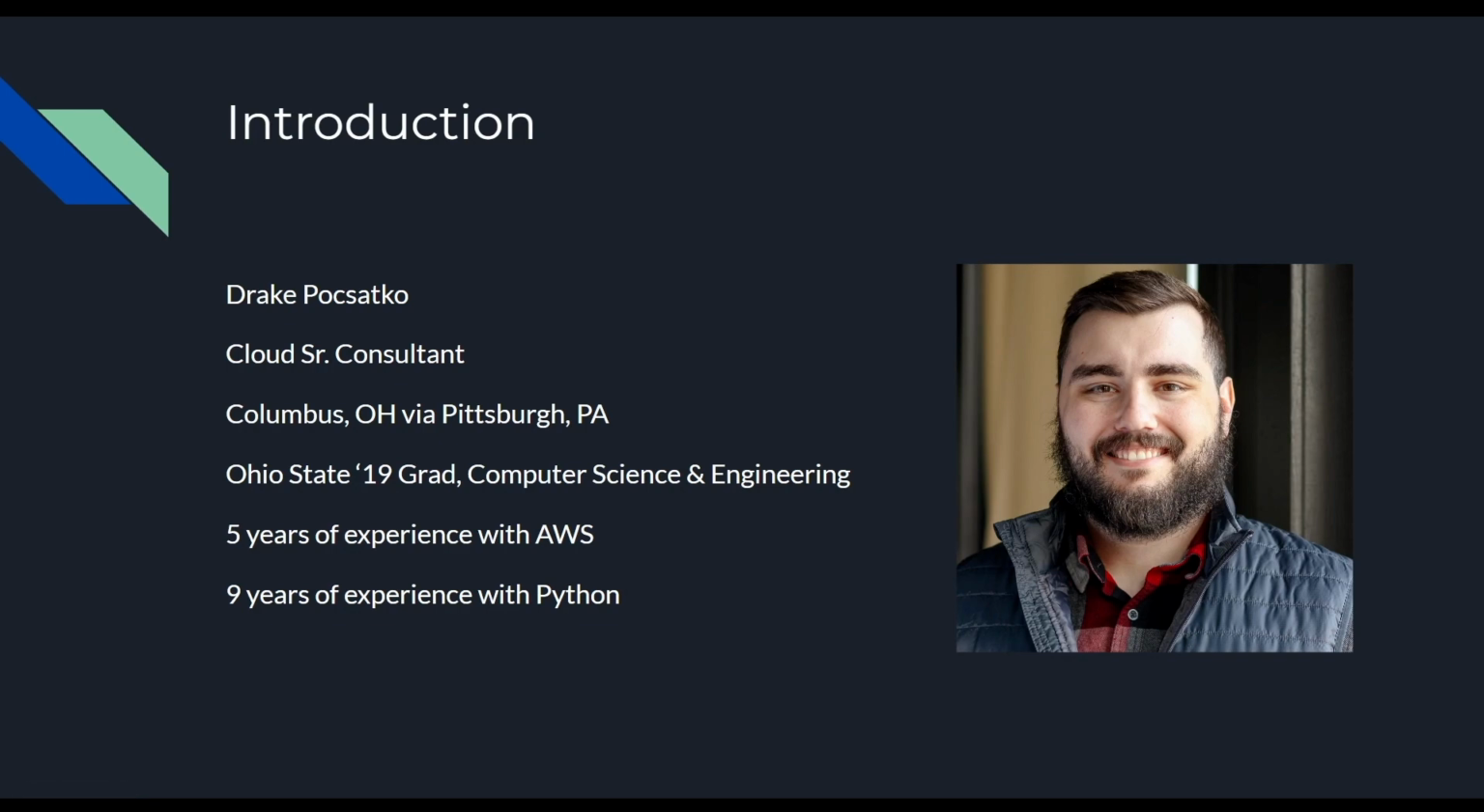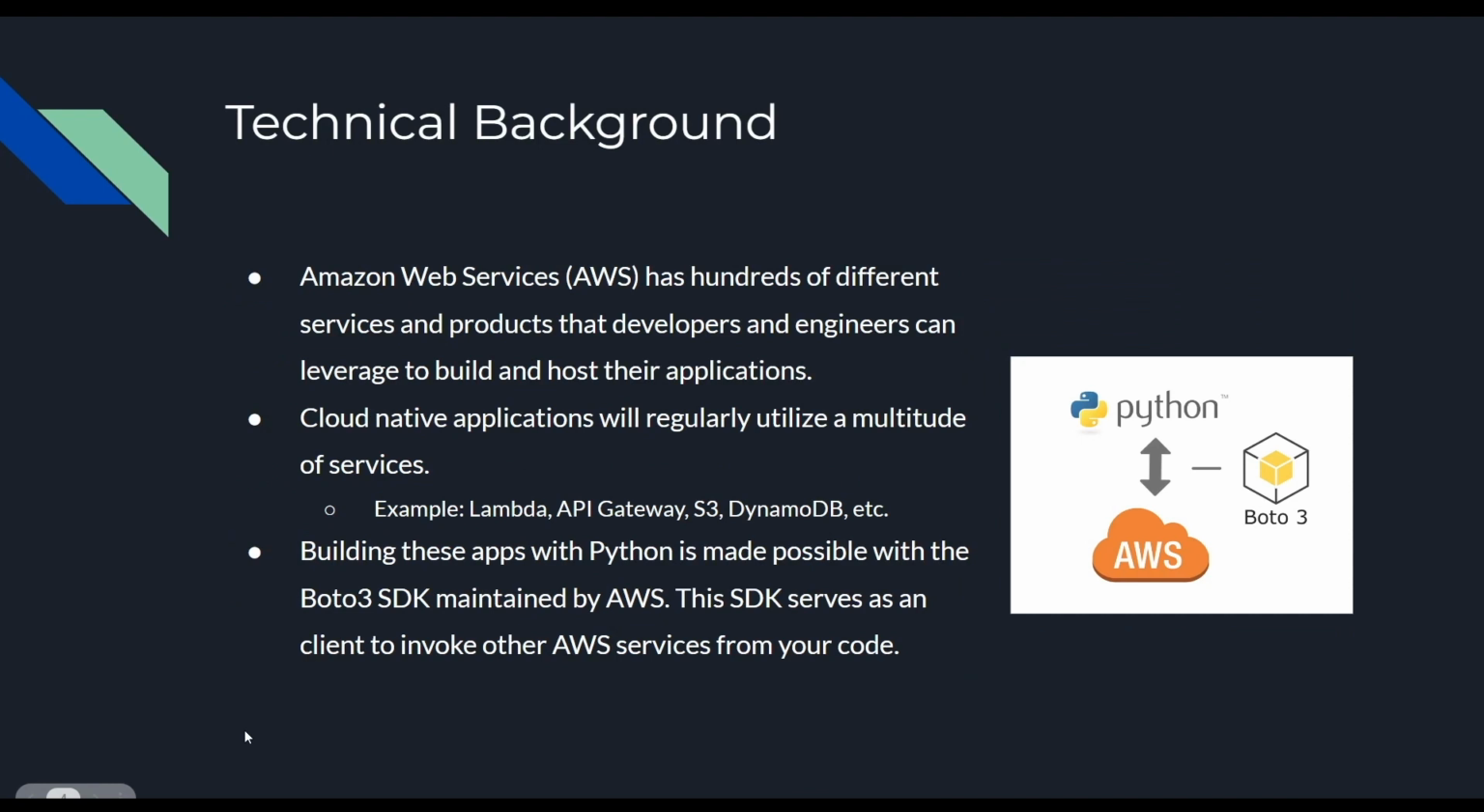So now let's get into the technical background on the problem we're trying to solve today. AWS is one of the largest cloud providers around the world, offering hundreds of different services and products that devs and engineers can leverage to build and host their applications. Cloud-native applications will regularly utilize multiple AWS services. An example of this would be an API that uses API Gateway with a Lambda function to upload to an S3 bucket or update a Dynamo table.